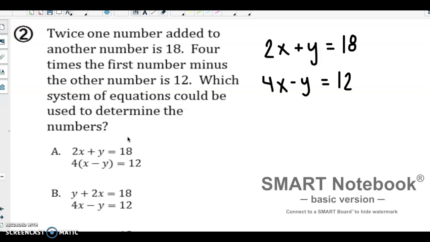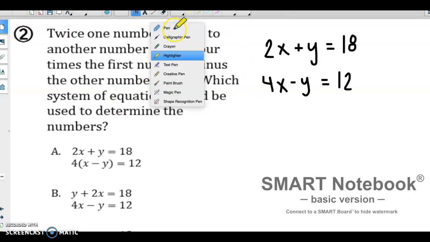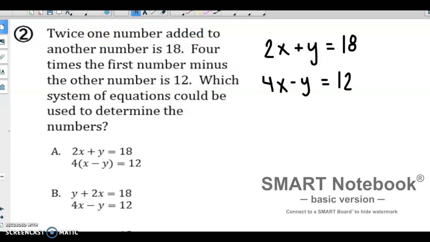So, twice one number, we're going to represent that as 2x. We're calling our number x and we're doubling it. We're taking twice of it. So 2x. Added, so that means we need a plus sign, to another number.